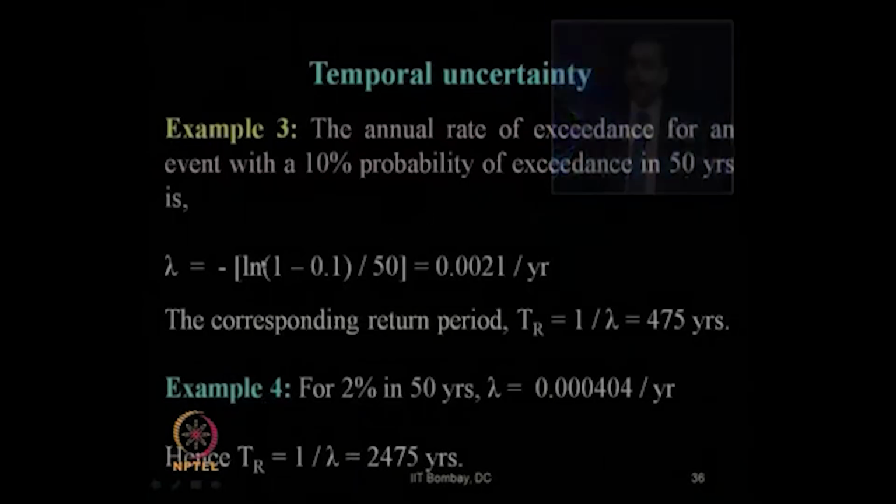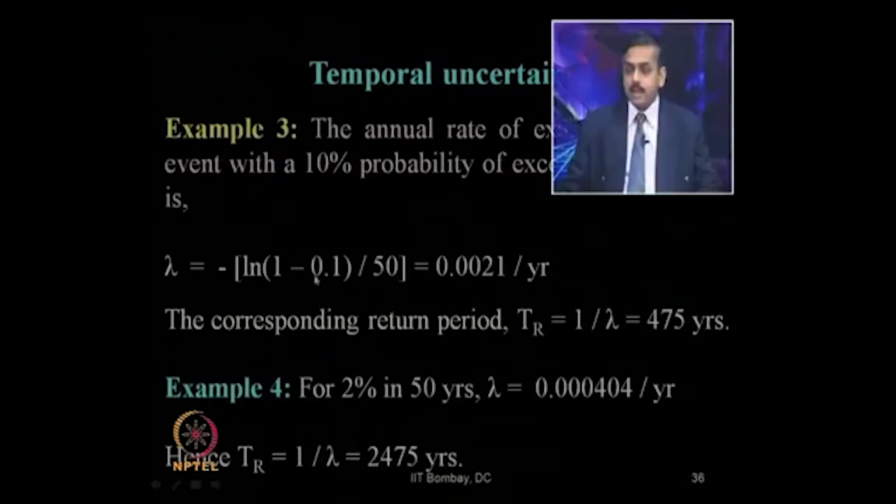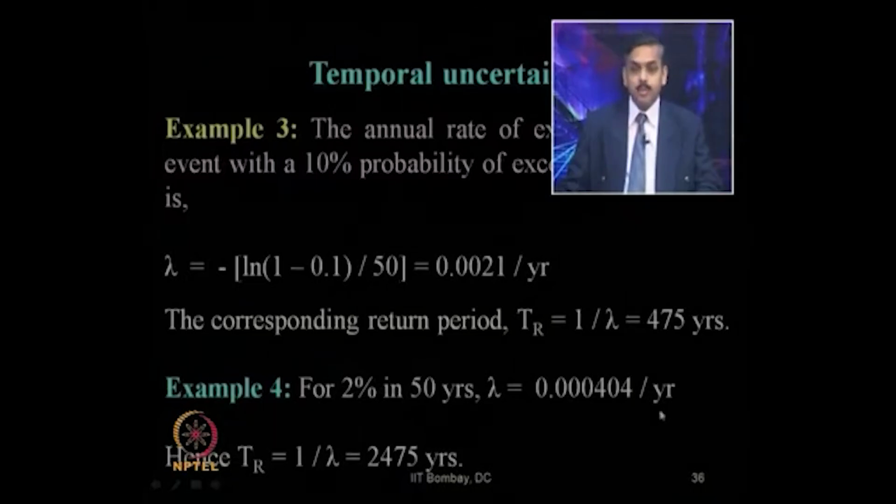For the same event, we need to find out the annual rate of exceedance and the corresponding return period for an event with 2% probability of exceedance in 50 years time. So, if it is 2%, this probability value will be 0.02 in this equation, and this will be 50 only. If you put that, the lambda value comes out to be this much, which if you invert, the TR value comes out to be 2475 years. Why am I showing these calculations?